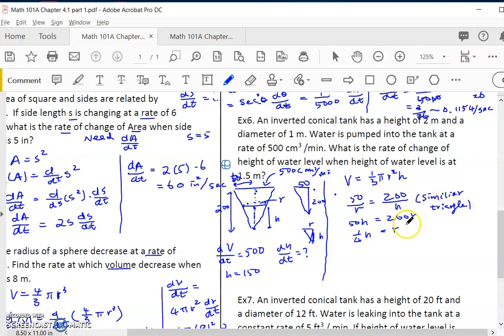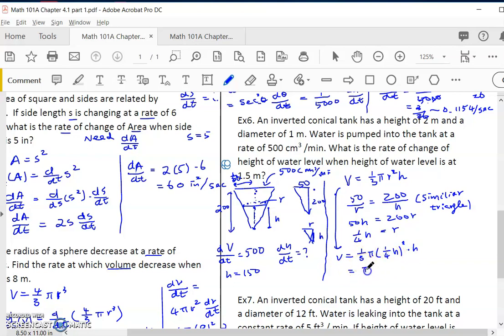This question is very popular because it involves similar triangles as well as volumes of conical shapes. So this tests you on a lot of stuff. Now we have a new formula, V equals 1/3 pi r squared h, with r equal to 1/4 h, squared, times h. So it becomes 4 squared, 16.